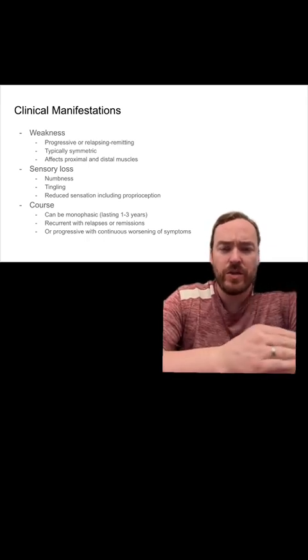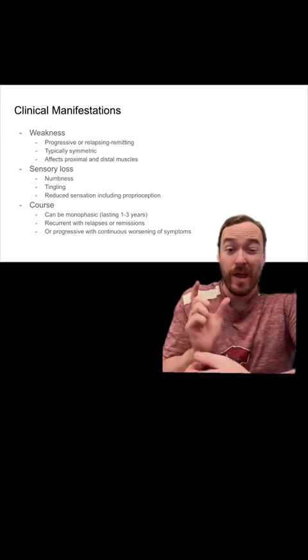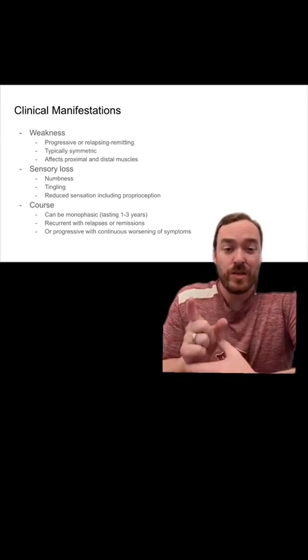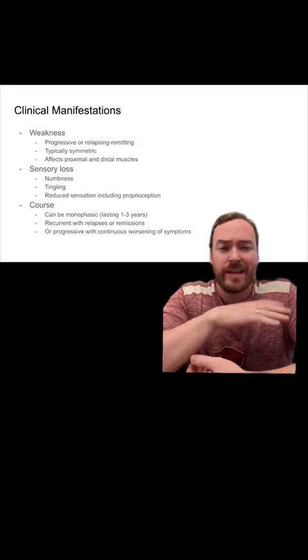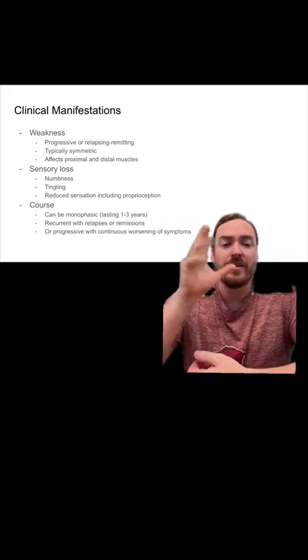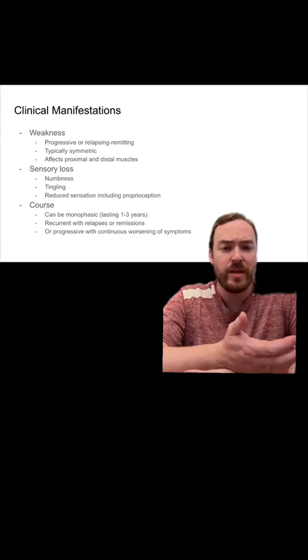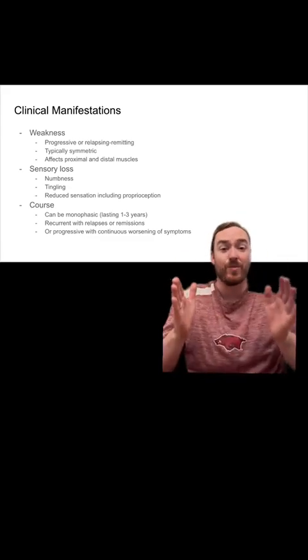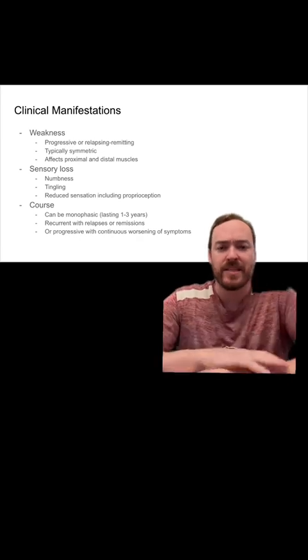And then the course of CIDP is it can be monophasic, meaning that there's only one episode where we have reduced sensation and greater weakness that can last up to 1 to 3 years. This is usually cases where initially they think that the person has Guillain-Barré or acute inflammatory demyelinating polyneuropathy, and then it ends up lasting 1 to 3 years because it wasn't Guillain-Barré, it's actually a monophasic CIDP.